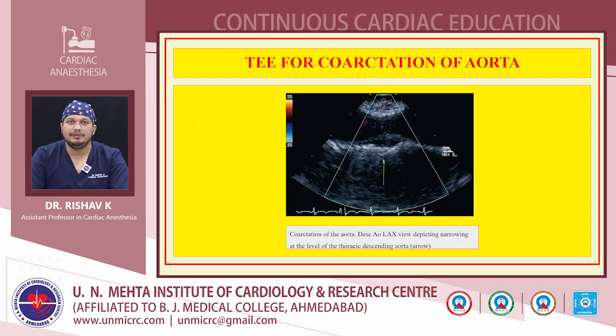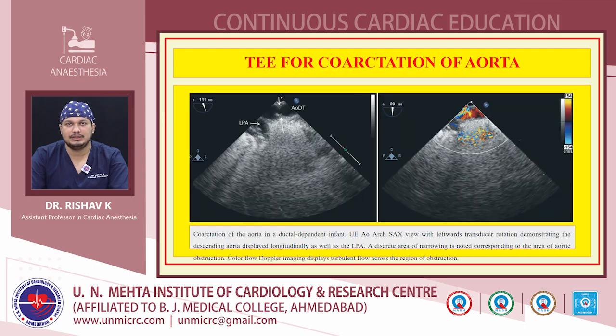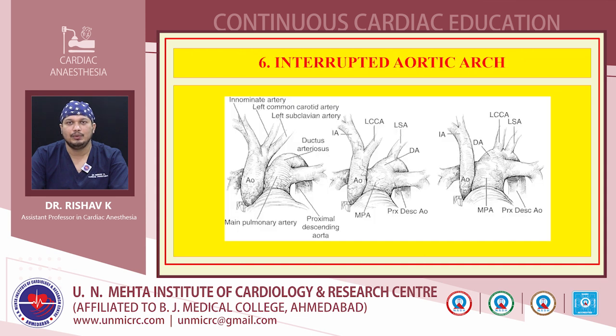Coming to some of the TE views. So this is a descending aortic long axis view depicting narrowing at the level of the thoracic descending aorta, which has been shown by the arrow. Coming to coarctation of aorta in a ductal dependent patient, where upper esophageal aortic arch short axis view with leftward transducer rotation demonstrates the descending aorta displayed longitudinally as well as the LPA. And when we are using color flow Doppler here, we are seeing turbulent flow across the region of obstruction.